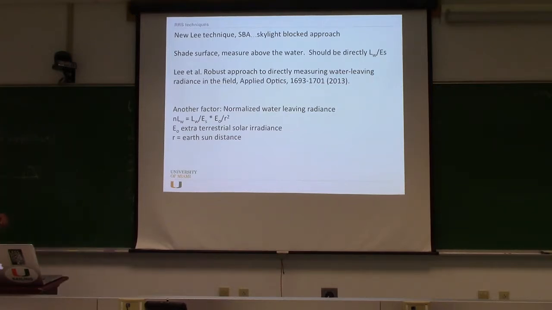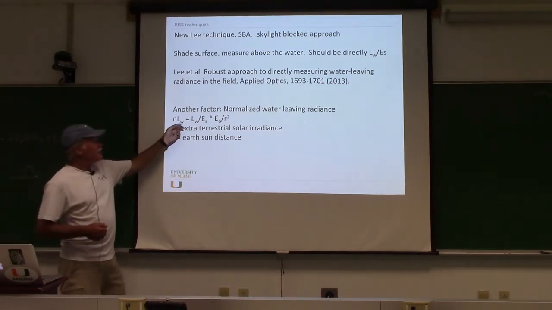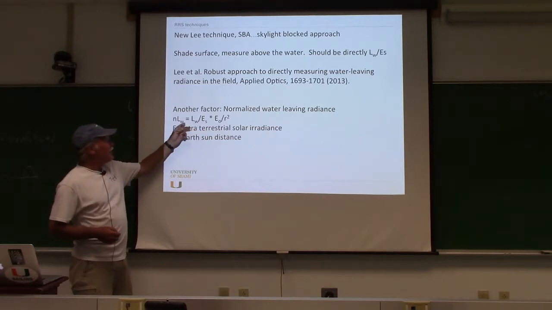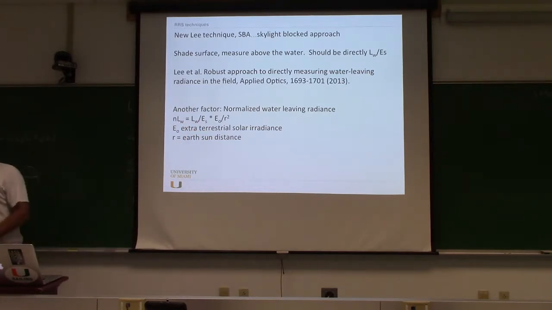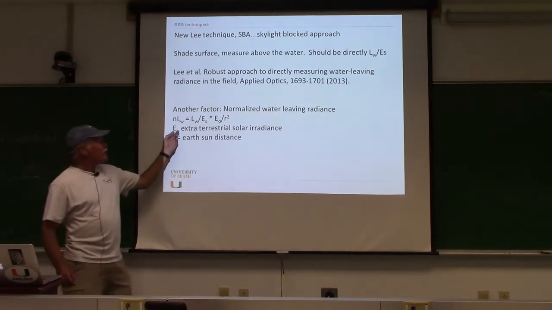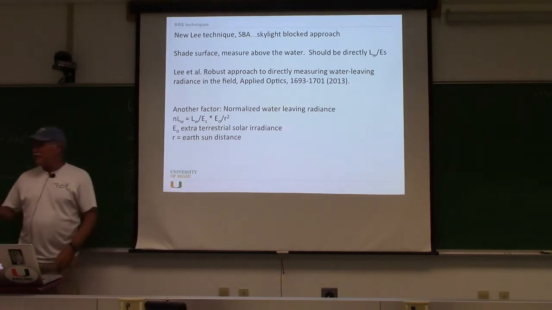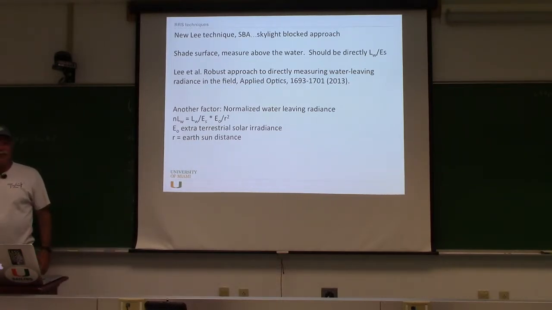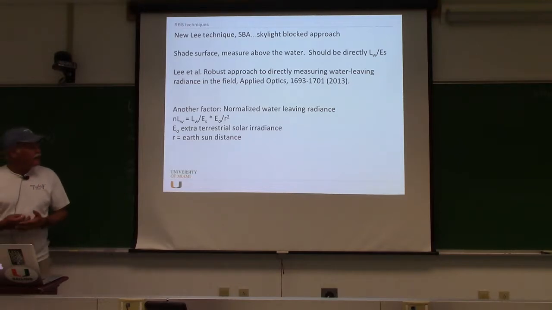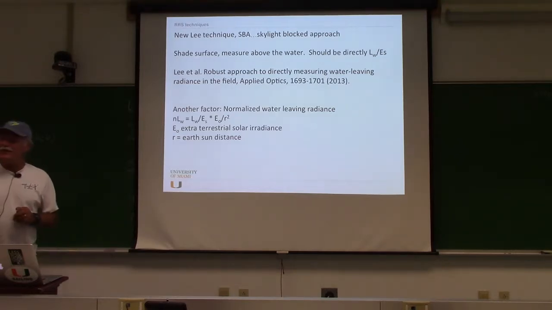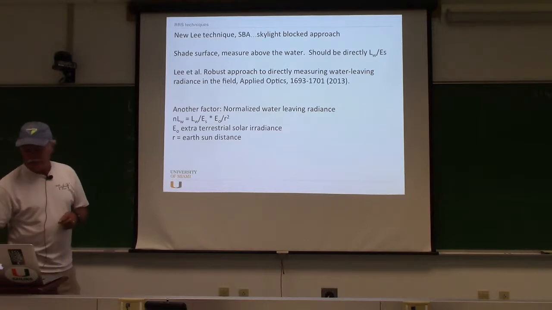And I just mentioned that another factor you'll see, instead of LW, which is just LW divided by ES, you'll see normalized water leaving radiance, which tries to multiply it by some known extraterrestrial solar irradiance F0 divided by the Earth-Sun distance that varies a few percent throughout the year, r squared. So you'll see the term normalized. And also, whenever you see the term normalized water leaving radiance, you want to find out for sure what definition they're using, because there's several definitions floating around that people use.